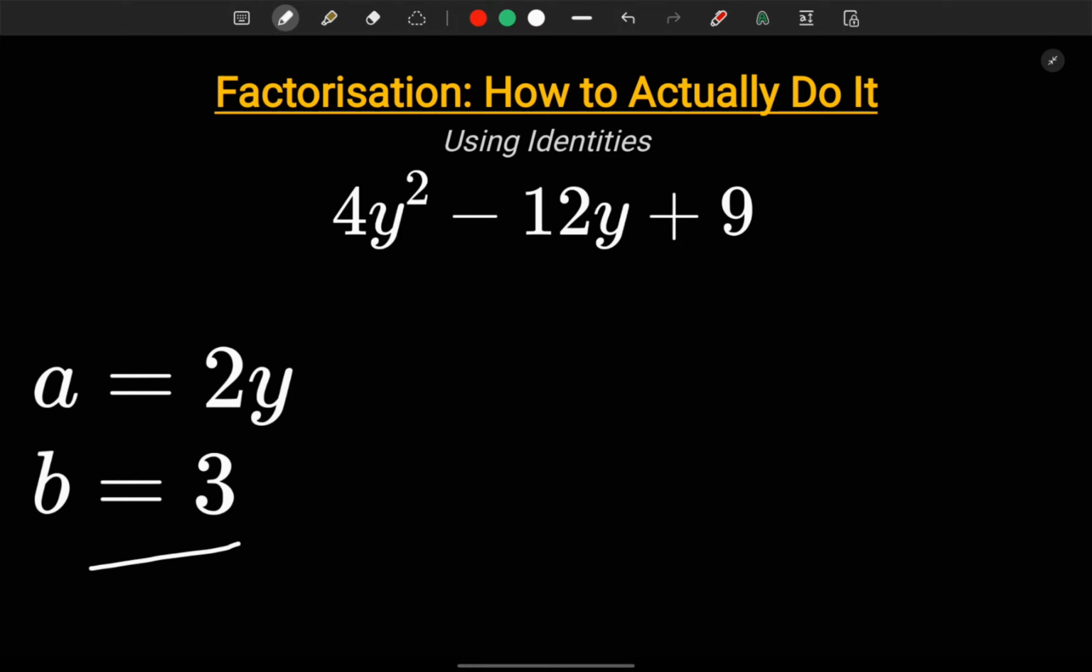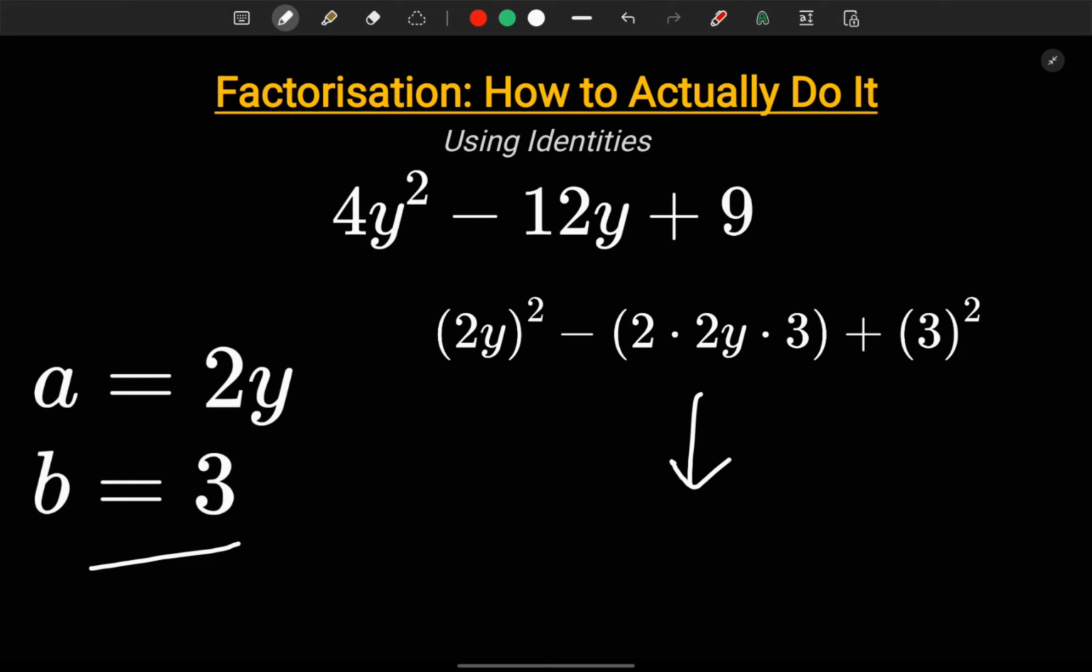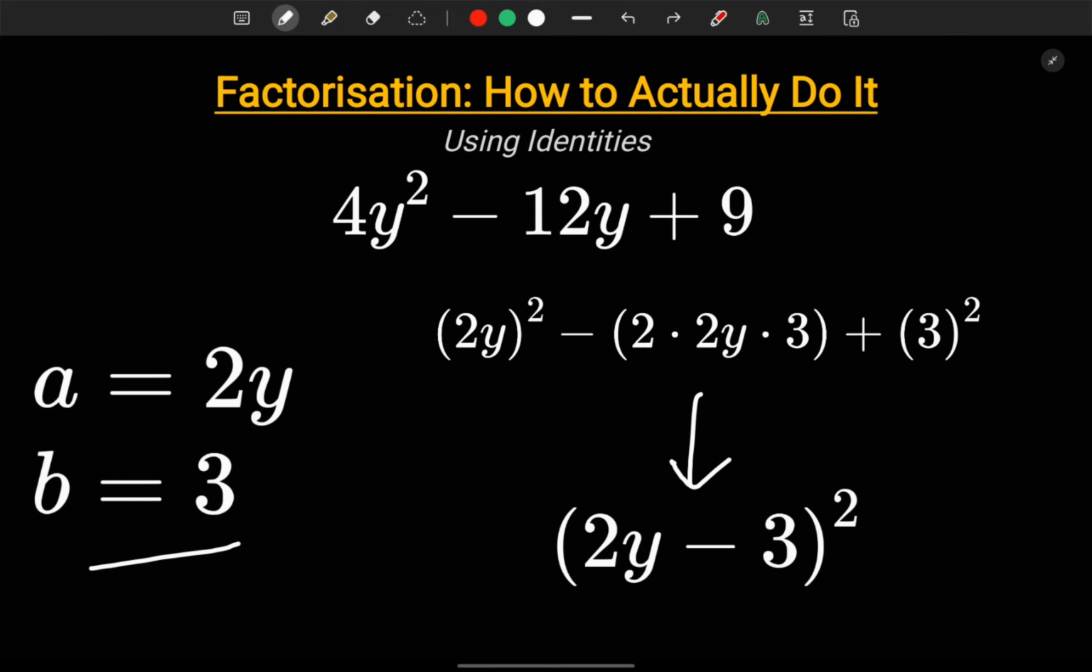Keeping this in mind, we can write 2y the whole squared minus 2 times 2y times 3 plus 9. And we can further simplify this into 2y minus 3 the whole squared. And we're done. That is our answer.